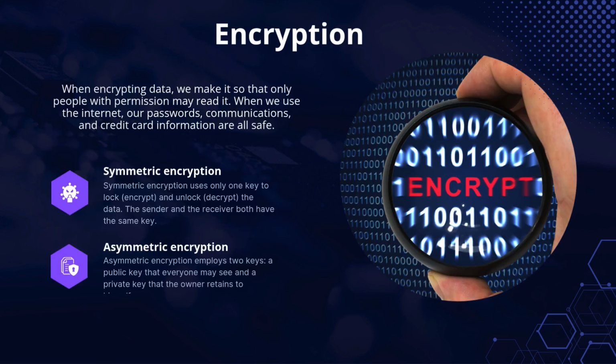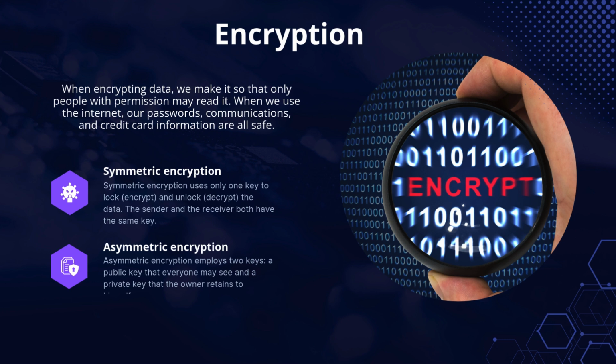While encrypting data, we make it so that only people with permission may read it, which is a secure and private way of protecting data. When you use the internet, your passwords, communications, and credit card information are all safe. So how is it possible? One technology they use is symmetric encryption, which uses only one key to lock, which is known as encrypt, and unlock, which is called decrypt the data.